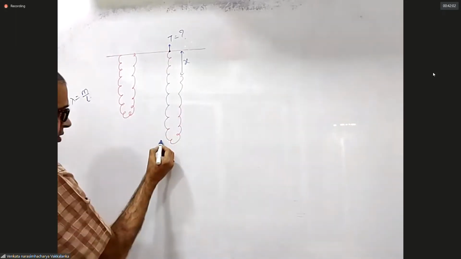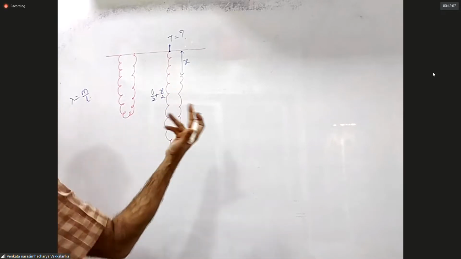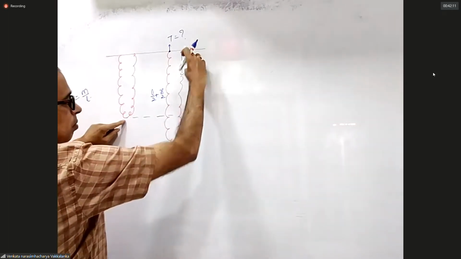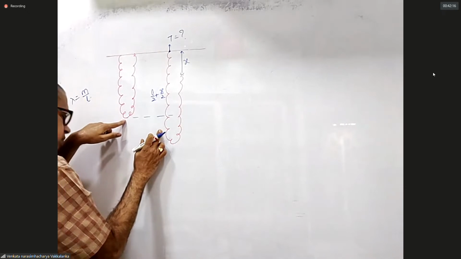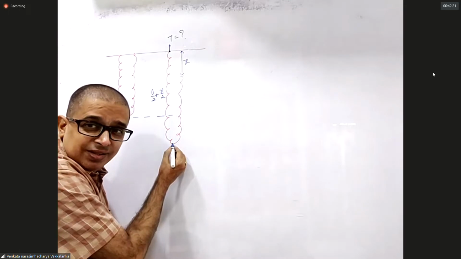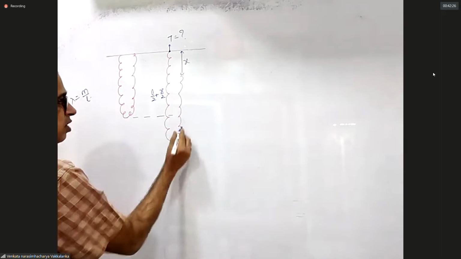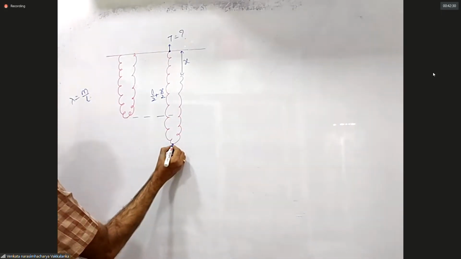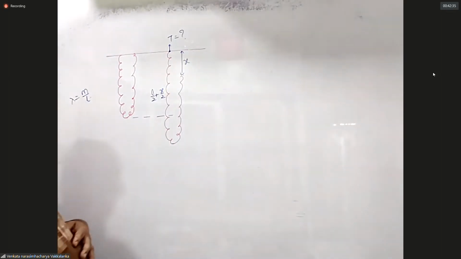So what is the length on this side? L by 2 plus x by 2. Why x by 2? When this came down by x, this came down by x. This x will be shared by x by 2 and x by 2. Now you are able to see x by 2 very easily. That x length is shared on both sides. So the lower end is coming down by x by 2 when this comes down by x.